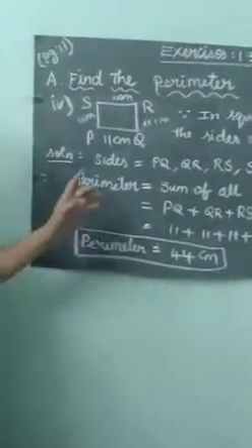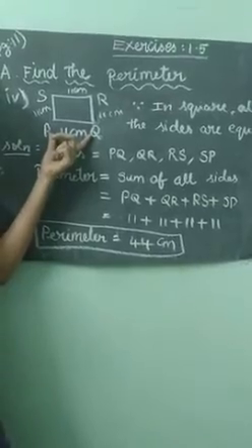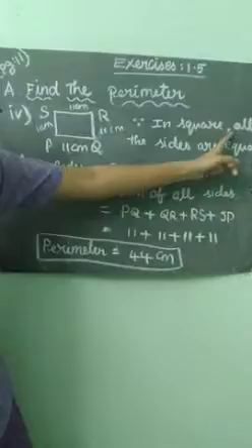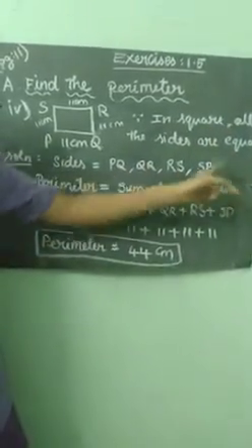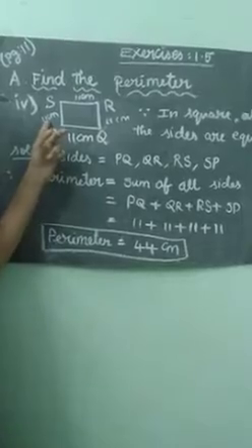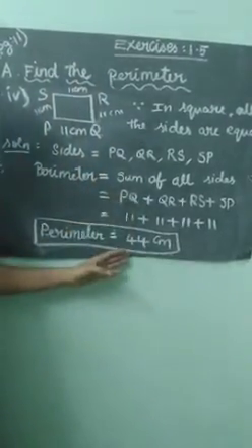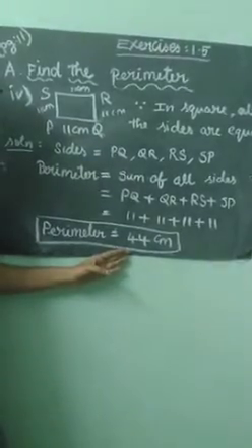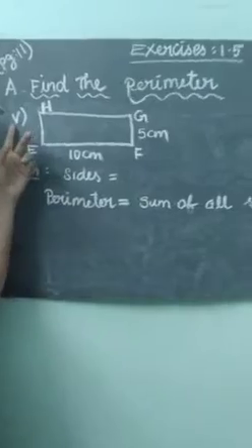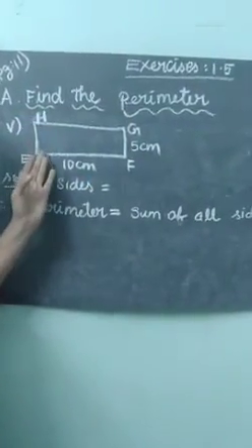That's all. In your question only one 11 centimeter is given, but this is a square, so we are considering in square all the sides are equal. So the remaining 3 sides also 11 centimeter only will come. So first write this and then as usual do the sum. Understand? Okay, now I am going to the fifth sum.